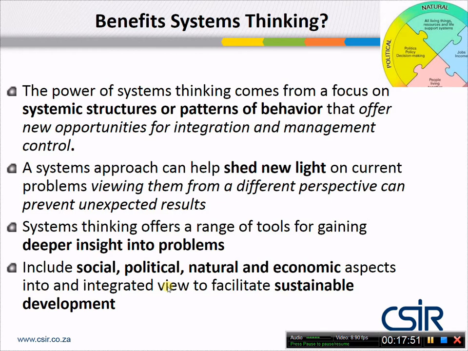So if we apply systems thinking, what are the likely benefits? Well, essentially the power of systems thinking comes from a focus on systemic structures, or the actual patterns of behavior, and this will offer new opportunities for integration as well as management control. In addition, a systems approach can help shed new light on current problems, viewing them from different perspectives that can prevent many unexpected or unwanted results. Further, systems thinking often offers a range of tools for gaining deeper insight into problems. And lastly, systems thinking demands that we include social, political, natural, and economic aspects into an integrated view in order to facilitate sustainable development.